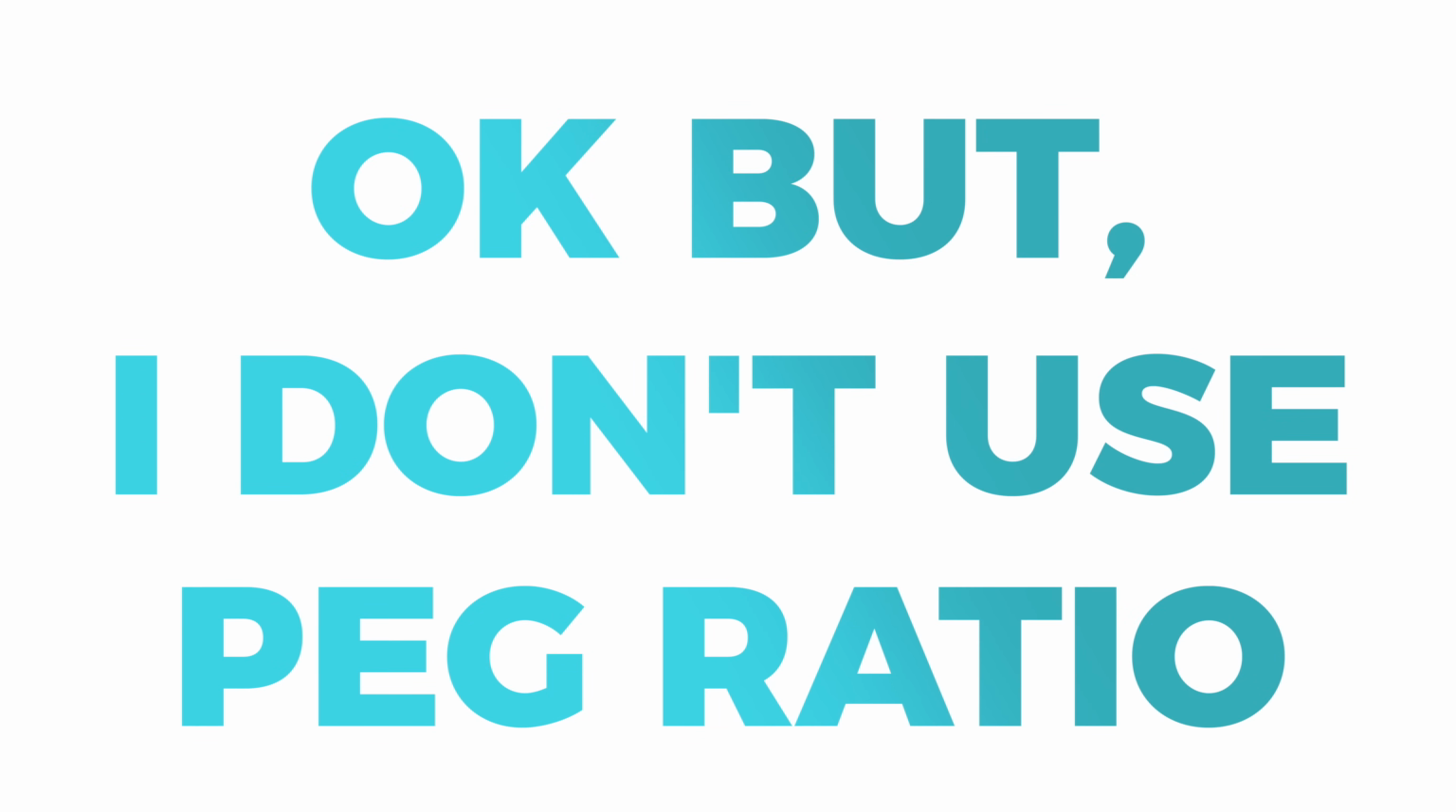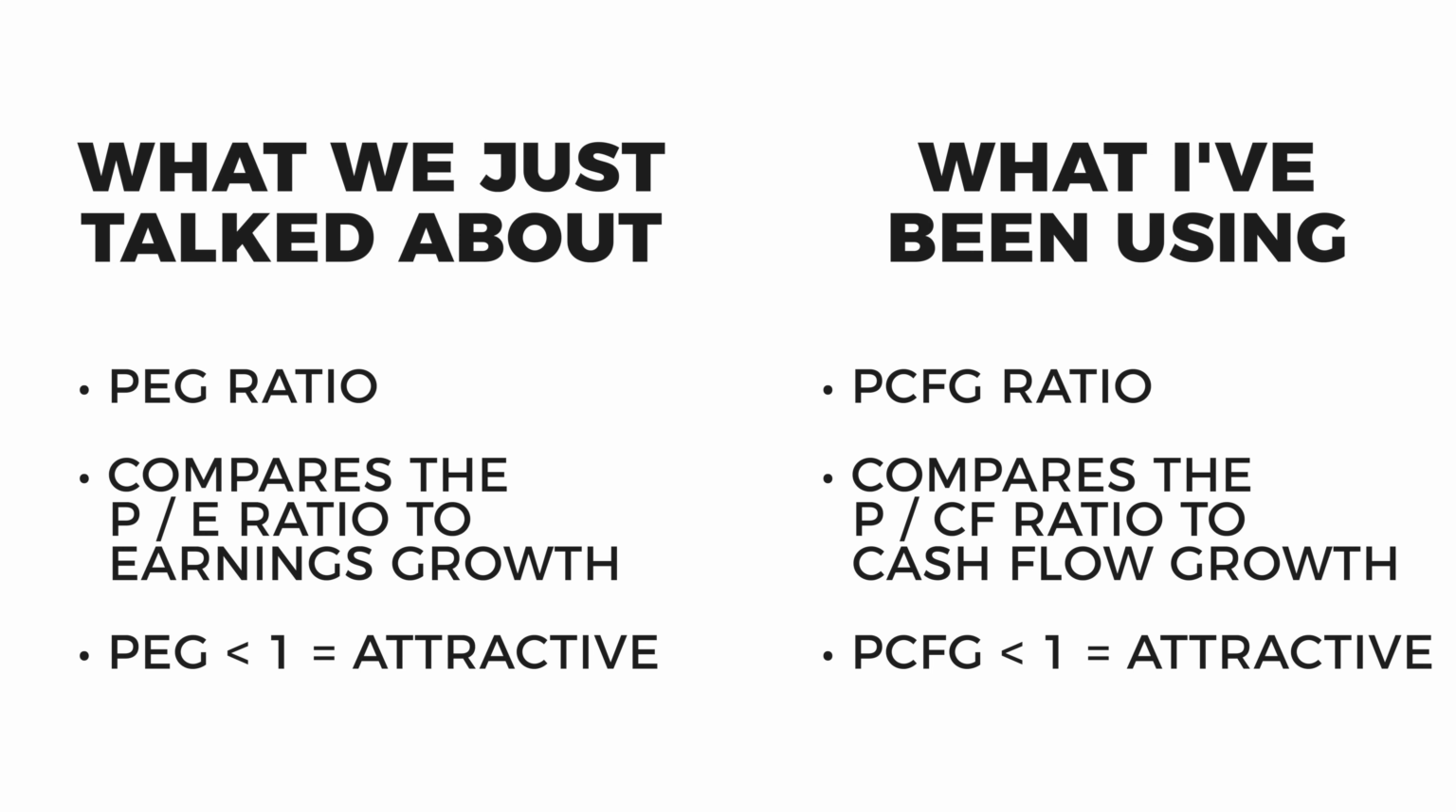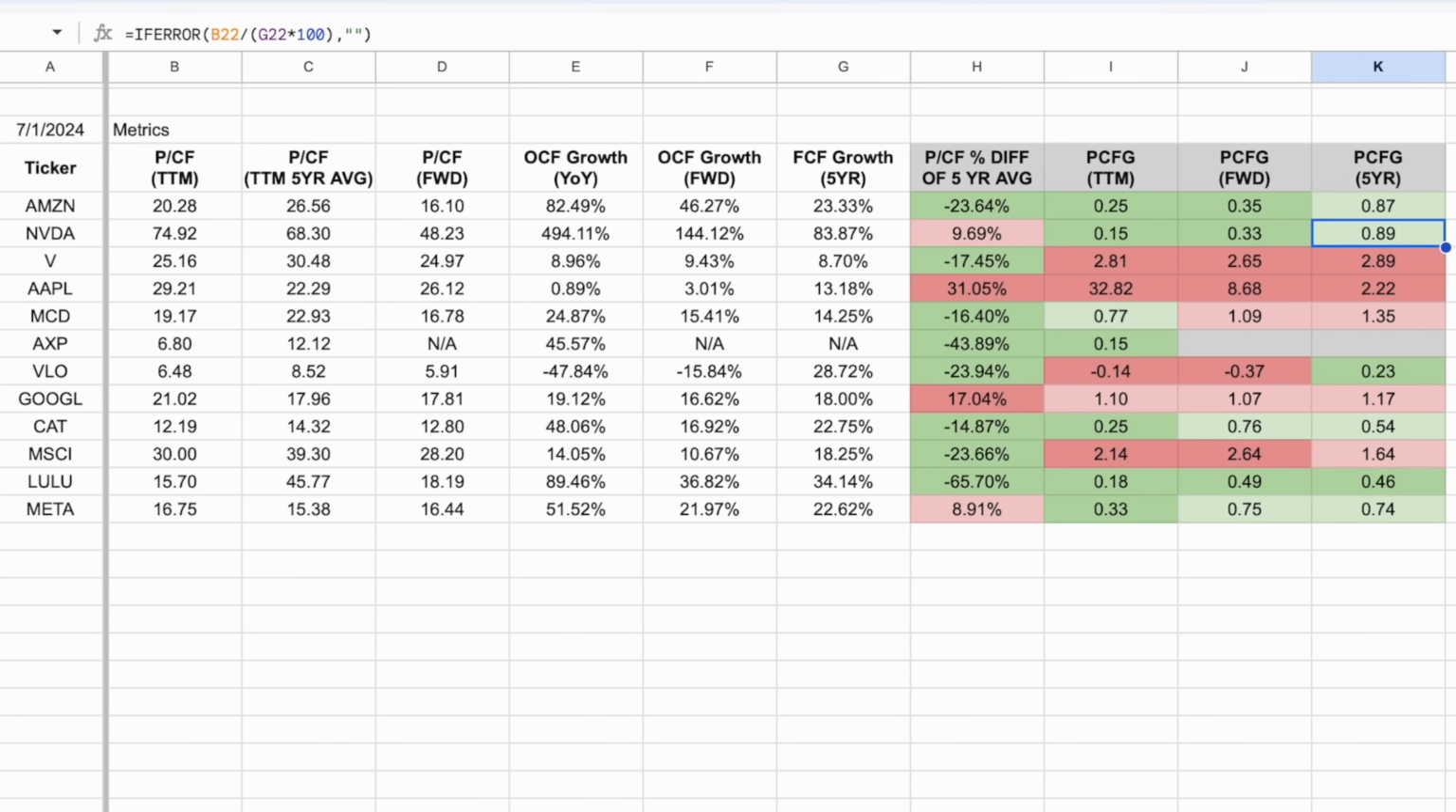Okay, so now that we understand the PEG ratio, I'm here to tell you that I don't really use the PEG ratio because, as you guys know, I generally like to use cash flows more than earnings. So what I created was basically like the PEG ratio, but with cash flows. I'm comparing the price to cash flow to the growth rate of their cash flows. And I'll just walk you through my extremely simple and basic spreadsheet, and then we'll talk about it.